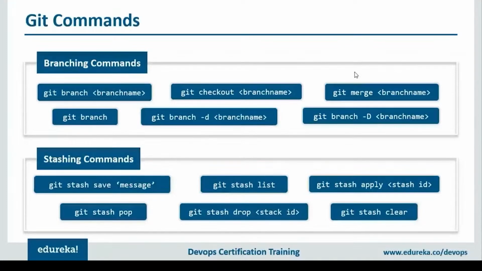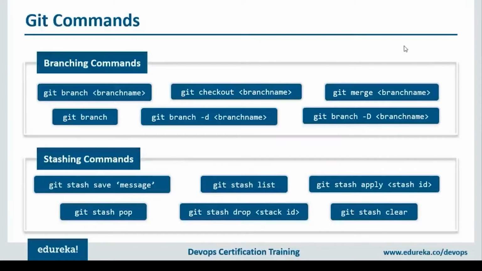And then we have branching and stashing commands. Git branch name is to create a new branch. Git checkout branch name is to change the working head. That means if you mention git checkout branch1, the head will change to branch1. Git merge branch name is to merge master with the branch. Git branch basically shows the branch that you're working on and all the branches that you have. Git branch -d branch name is to delete the branch. Git branch -D branch name is to force delete a branch that has unmerged changes.